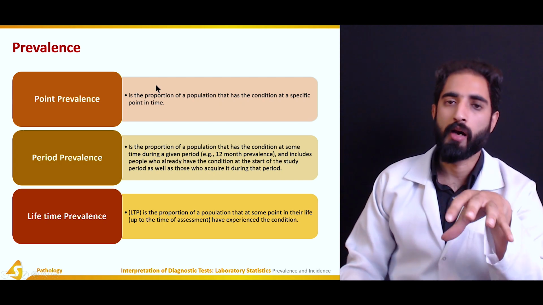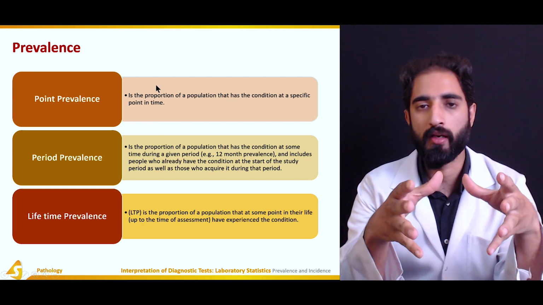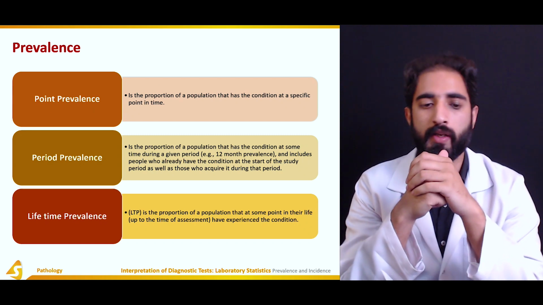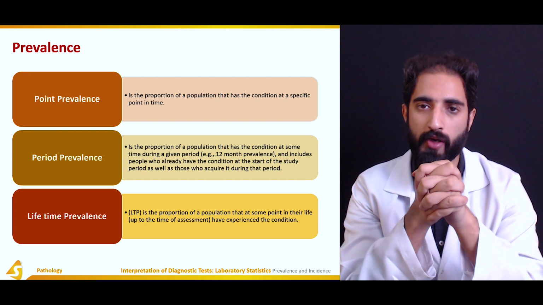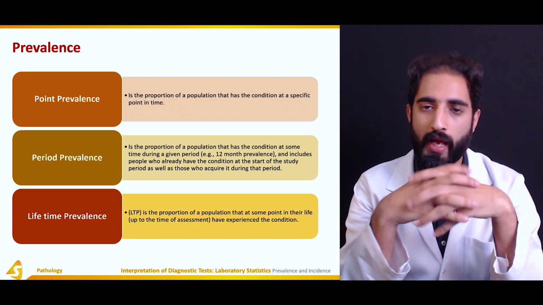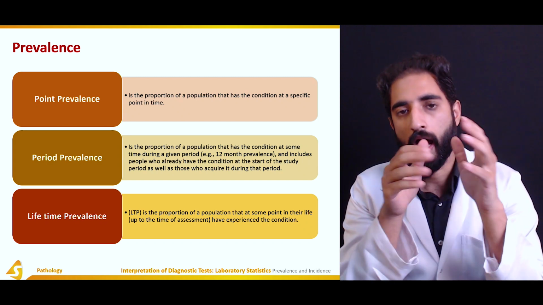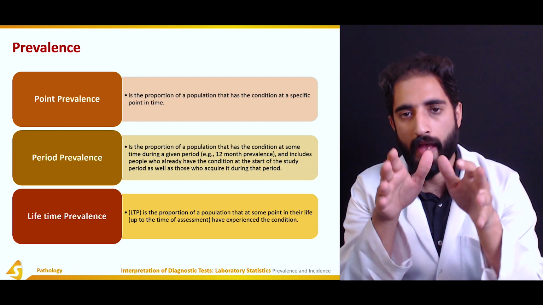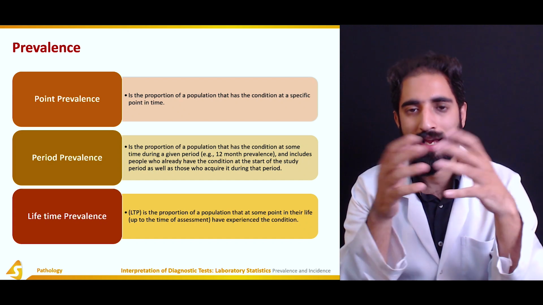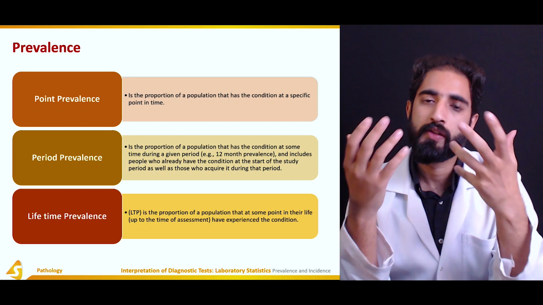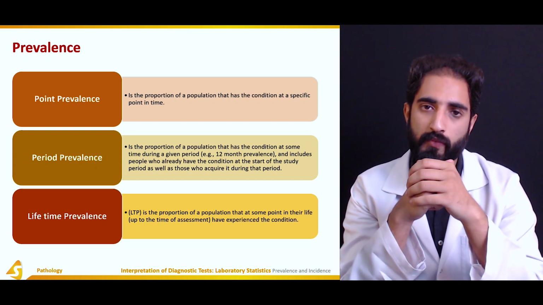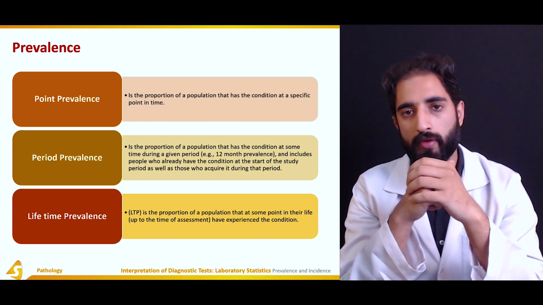So let's take an example which can explain the difference between the point prevalence, the period prevalence, and the lifetime prevalence. So I go to a specific segment of population and I want to see how many individuals have neck pain. So I ask the individuals from that population and I come to know that 10% of the individuals have neck pain. So that would be point prevalence.